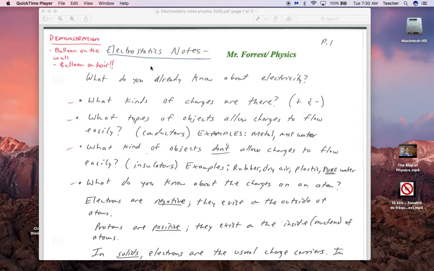So electrostatics things, what kinds of charge are there? Positive and negative. What types of objects allow charges to flow easily? We call those conductors. So those are things like metal and most types of water. And what types of things do not allow charges to flow freely? Those are called insulators: rubber, air if it's dry, plastic, pure or distilled water only. That's the only kind you can buy. So almost all water has dissolved solutes in it. So probably don't think of that as a great insulator just because it's the exception.